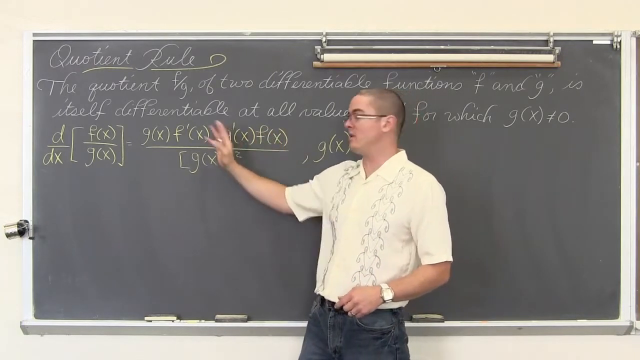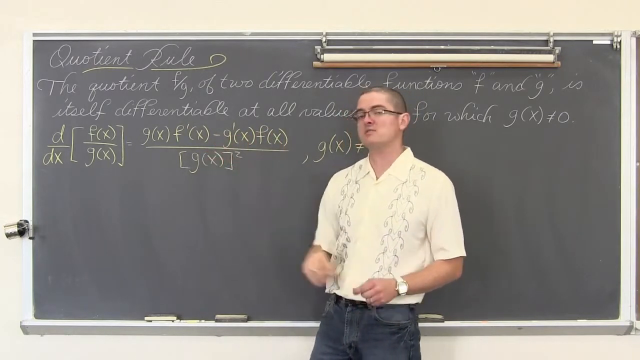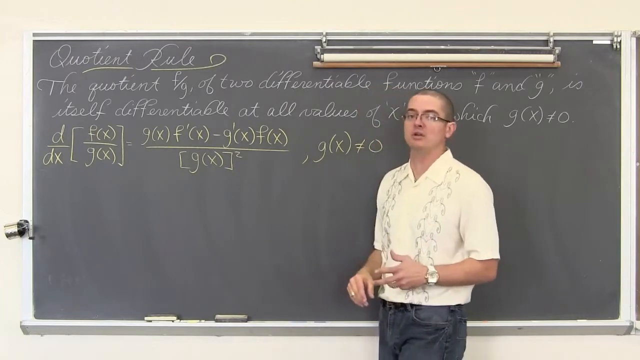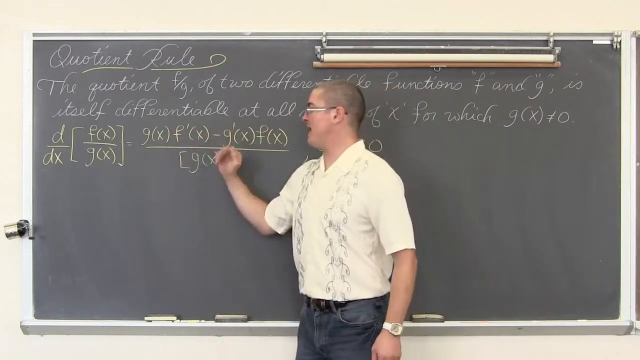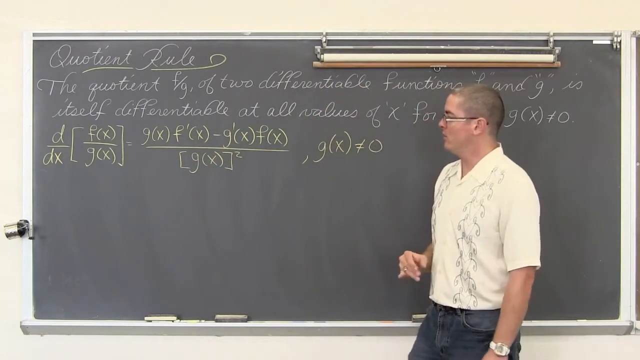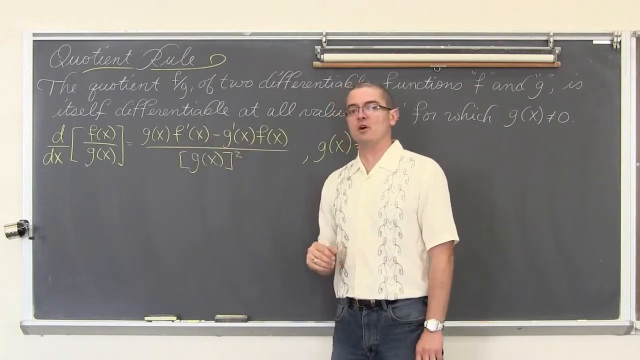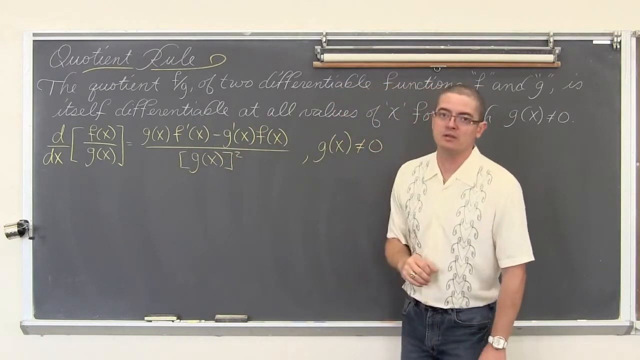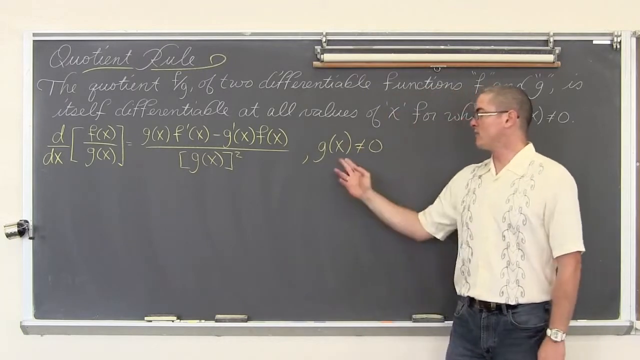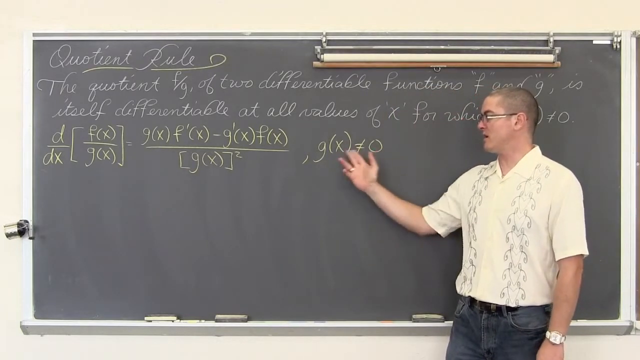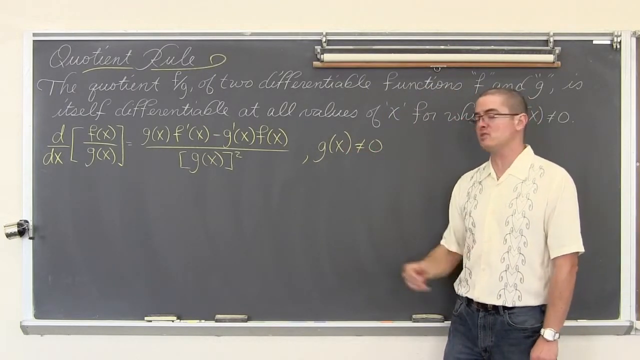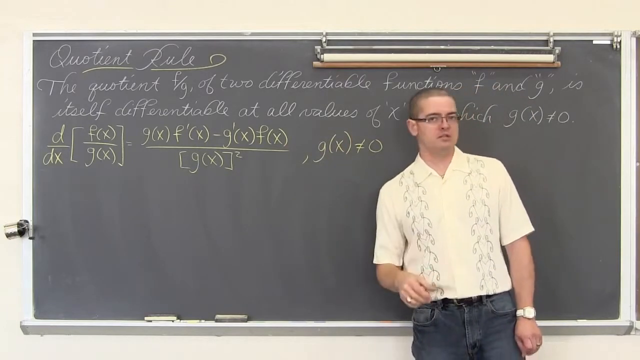And it's very important that you get this order correct, because in the middle here we have subtraction, and subtraction is not commutative. So if you happen to get this backwards, where you take the derivative of the denominator first and then the numerator, you are going to get the wrong answer. Of course, g of x, the function, cannot equal 0, because then we're dividing by 0, and that is undefined.